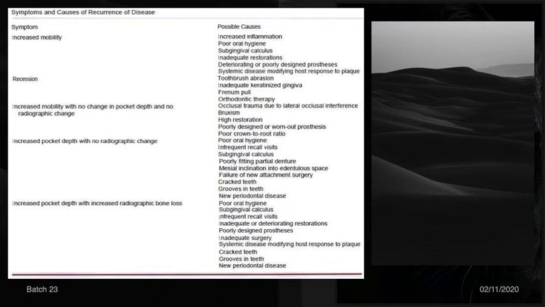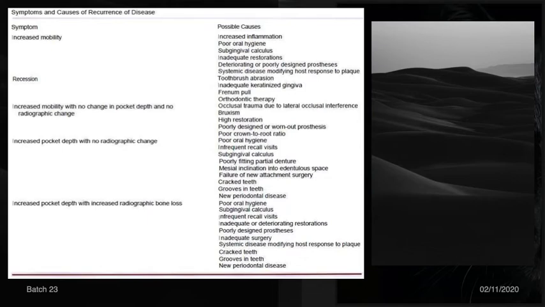The symptoms, if there is increased mobility, the possible cause may be increased inflammation. The patient may not be able to maintain proper oral hygiene, or you may have left some subgingival calculus, or there are inadequate restorations or deterioration, or a poorly designed prosthesis, or the patient has a systemic disease which is modifying the host response to the plaque. These may be the cause for increased mobility, or the cause for failure of your therapy. So you have to identify the cause and treat it during your maintenance therapy.